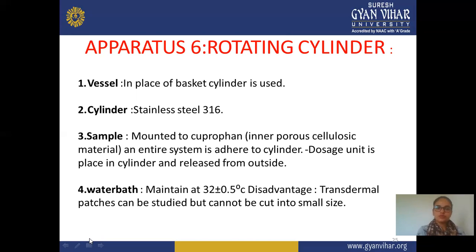The sample is mounted to cuprophan, that is, an inert porous cellulosic material. Next, the entire system is adhered to the cylinder, and the dosage unit is placed in the cylinder and released from the outside. You put the dosage form in the cylinder, and it releases slowly from the cylinder, or outside of the cylinder. And release is very simple.